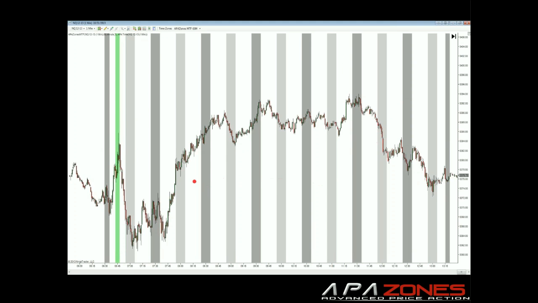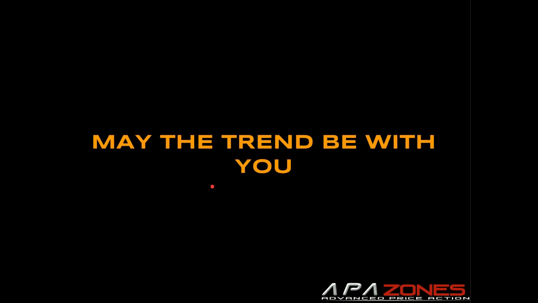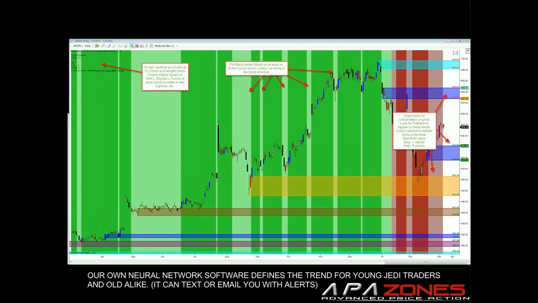Now, obviously, this makes your chart look like a zebra, and I'm sorry about that, but it's really, really cool when you put it all together, when you put the time zones and the price zones together, and you have trend with you. It does something absolutely amazing. So let's talk about trend.